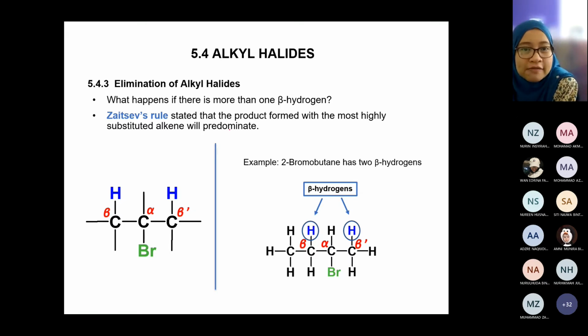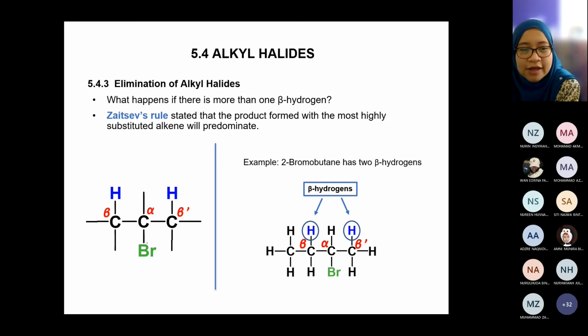Okay, what happen if there is more than one beta hydrogen? This one should be earlier lah. This slide patutnya awal sikit. Okay, alright. So what happen if there is more than one beta hydrogen? Just now dia hanya tunjuk sebelah carbon kan. What if kita ada more than one carbon lah. Kita ada more than two carbon. Okay, so obviously we may have more than one beta hydrogen.